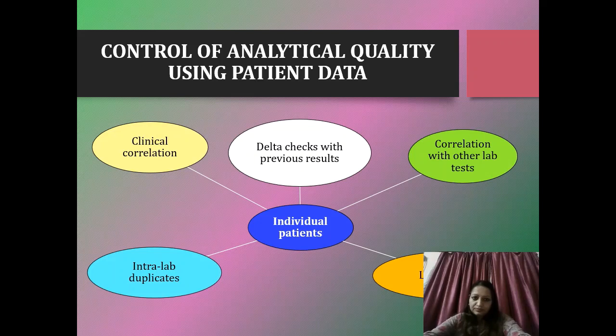So apart from the analytical quality assessment by internal quality control materials, there are other means of assessing the analytical quality using patient data, such as through limit checks, through delta checks, through intra-lab duplicates, through correlation with other lab tests, through clinical correlation, that is between the testing and the clinical condition of the patient. So individual patient results can also be used to assess analytical quality.